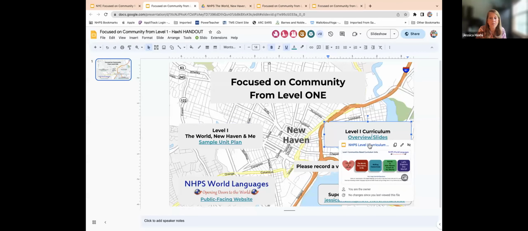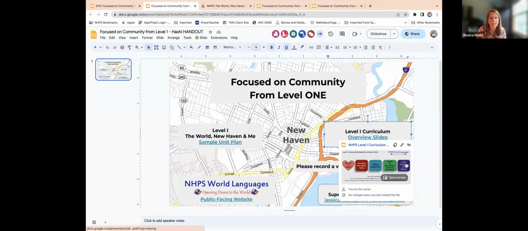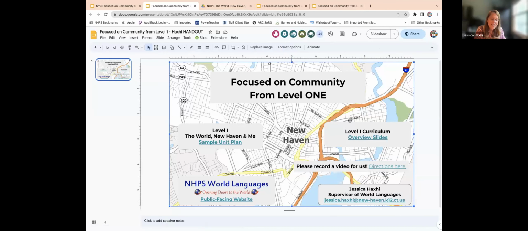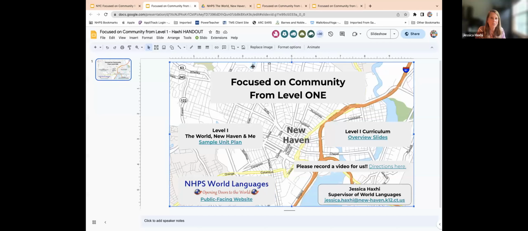Here's the level 1 overview. You should be able to see that. So the person who was looking for the travel one, the Let's Explore the World, that'll be in there. Here's my directions if you want to record a video for us. And here's our public facing website where you can read more about New Haven Public Schools.